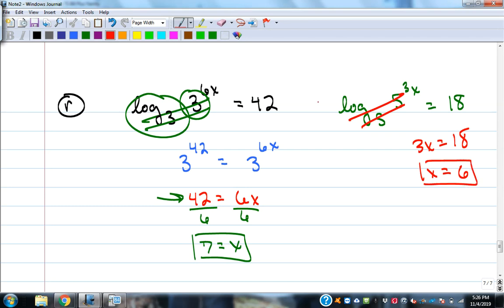I don't know how much shorter that is. It really doesn't shorten it up much, but it's a property of a log that can give you a head start on some things. So if the base is the same here and here, they cancel each other out, is what happens there.